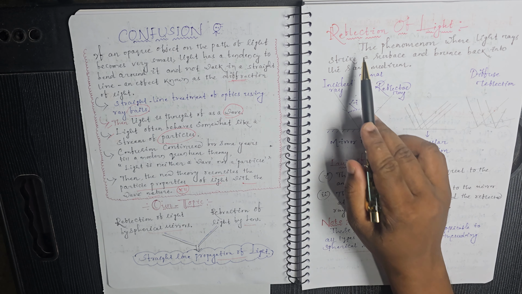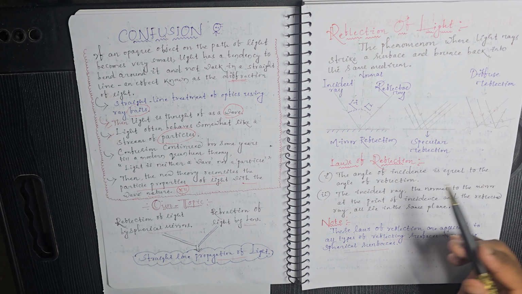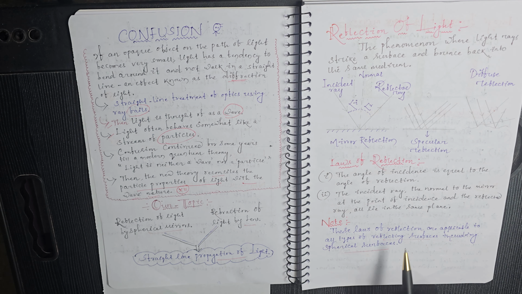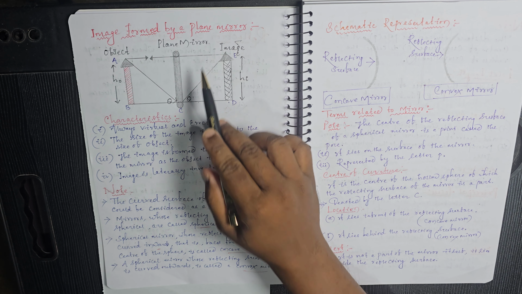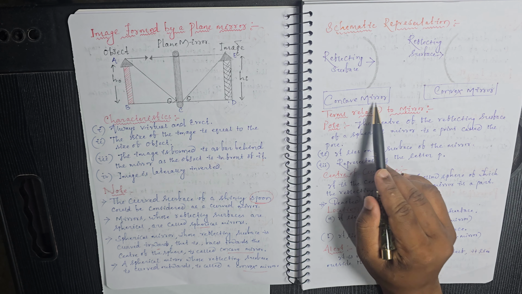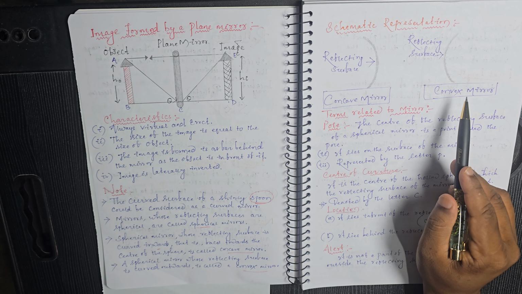But soon after, we discussed reflection of light and how reflection occurs, then the laws of reflection, and basically how the spherical surfaces work as a medium. Next, the image formed by a plane mirror, and after that the schematic diagram of the representation of the concave mirror and convex mirror. So these things we have already completed. If you want to watch this, you can go to my channel and check it out.